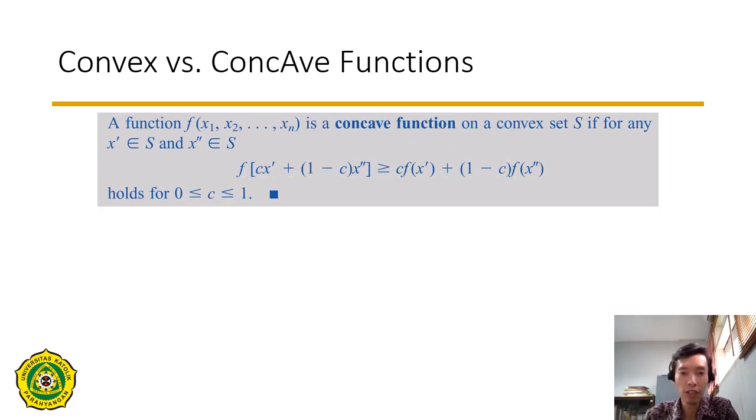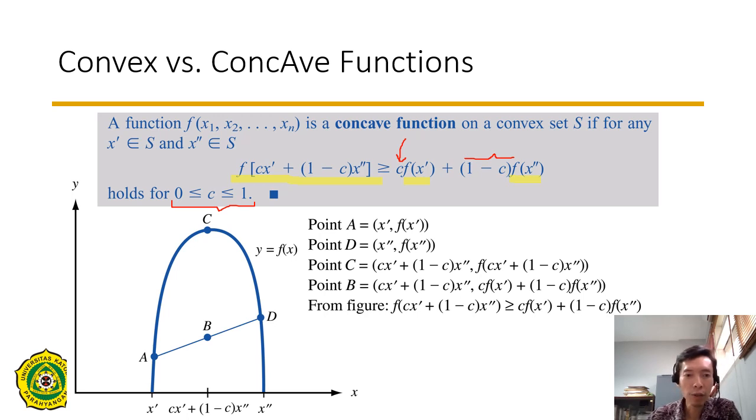So for a concave function, it's the other way around. So we see here that for a concave function, the function value of that point, which is the point between x prime and x double prime, is always greater than or equal to the linear combination of the function value at the point x prime and the function value at the point x double prime. Remember, here to get the linear combination, you need to use c and 1 minus c with the restriction c is between 0 and 1, including 0 and including 1. So let's see the graph.